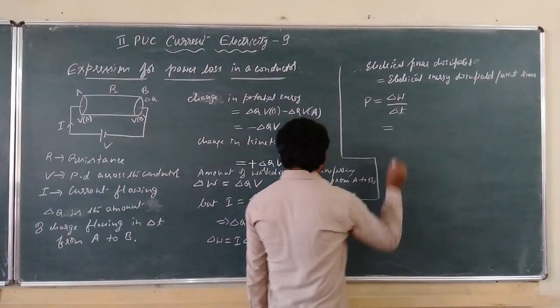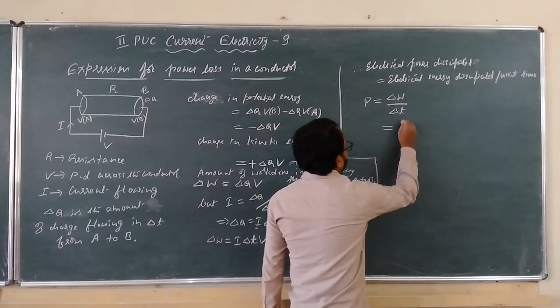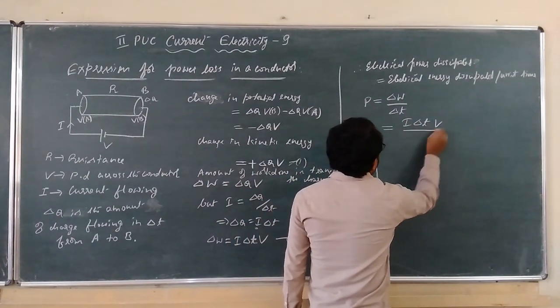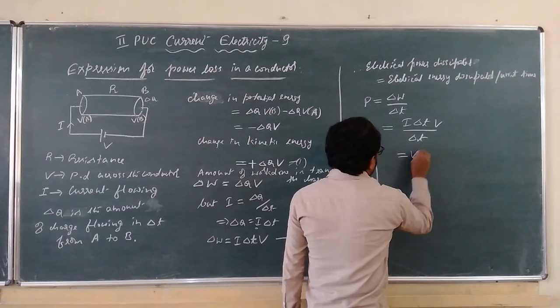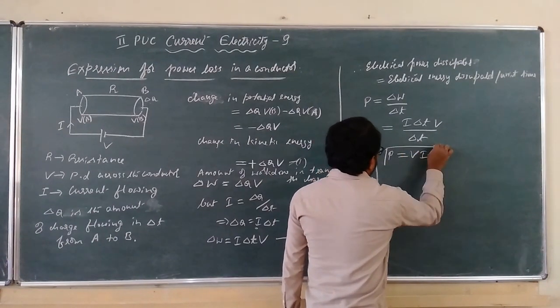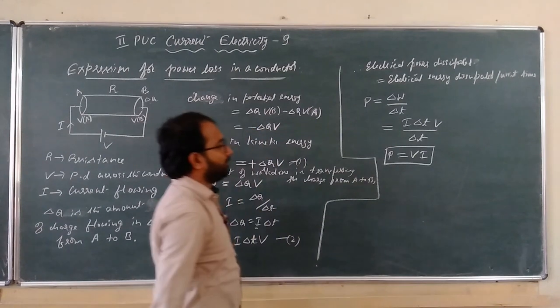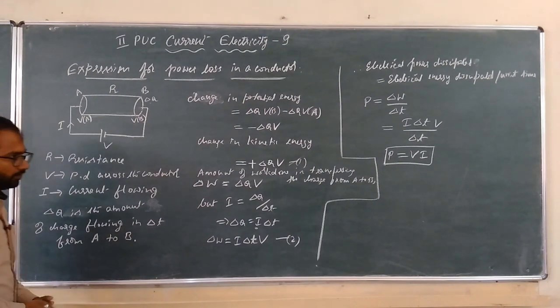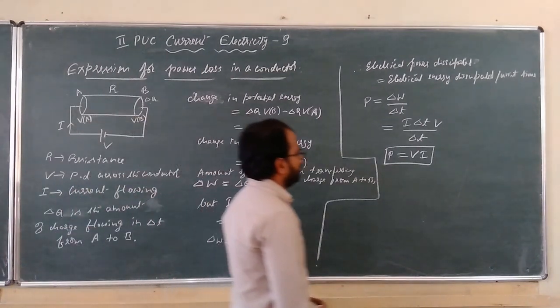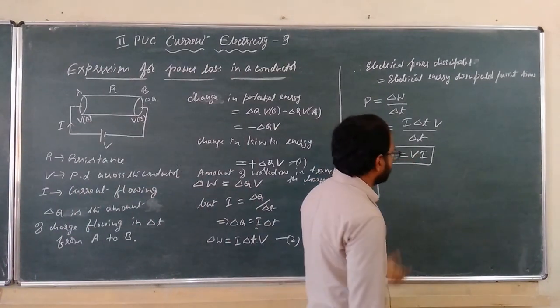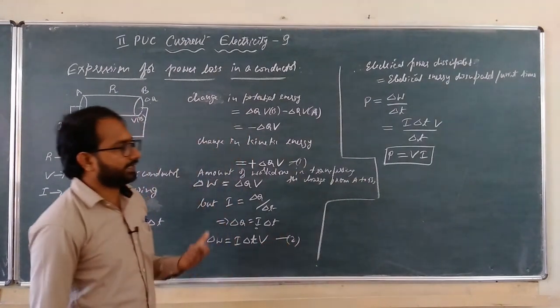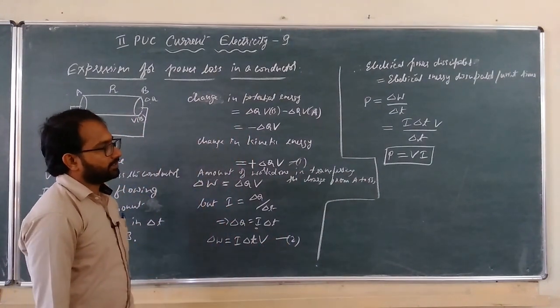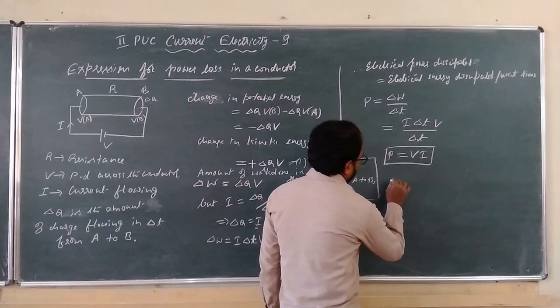So therefore, what is delta W? Delta W is I delta T into V, divided by delta T, which is equal to V into I. So this is the expression for power loss in the case of a conductor. Okay, so the electrical energy dissipated is called ohmic loss. So this is the expression for power loss in terms of voltage or potential difference and current flowing: P is equal to V into I.